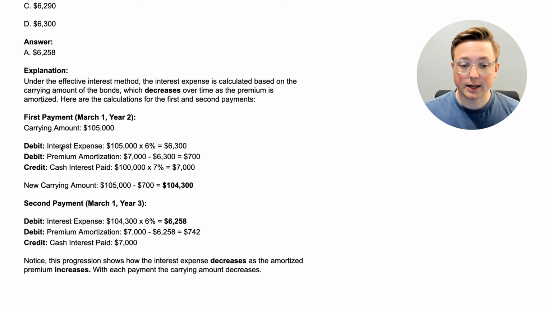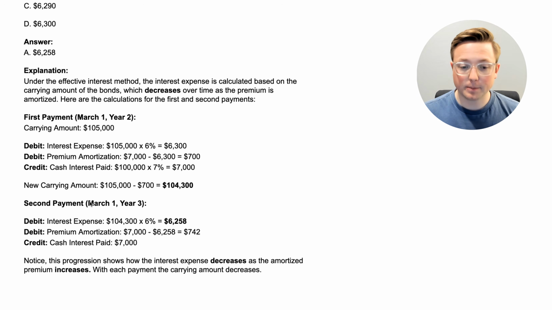So anyway, we debit interest expense, we debit premium amortization, we credit cash interest paid, and the premium amortization is $700. We subtract that from the carrying amount. So with the discount, we were adding it to the carrying amount. This time we're subtracting it. So the new carrying amount after the first payment is $104,300.